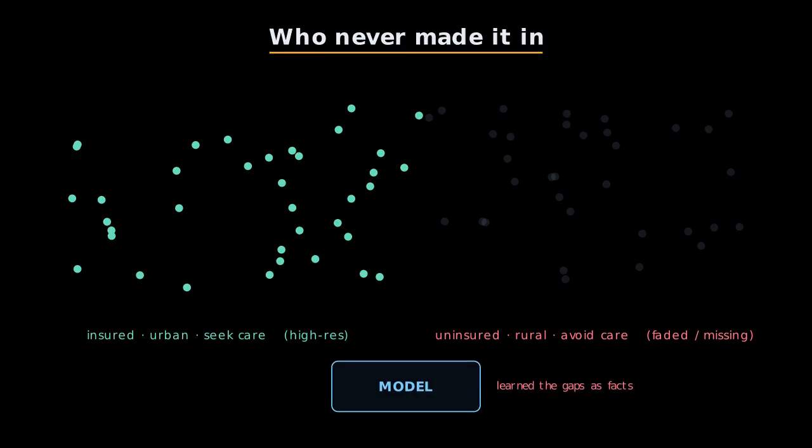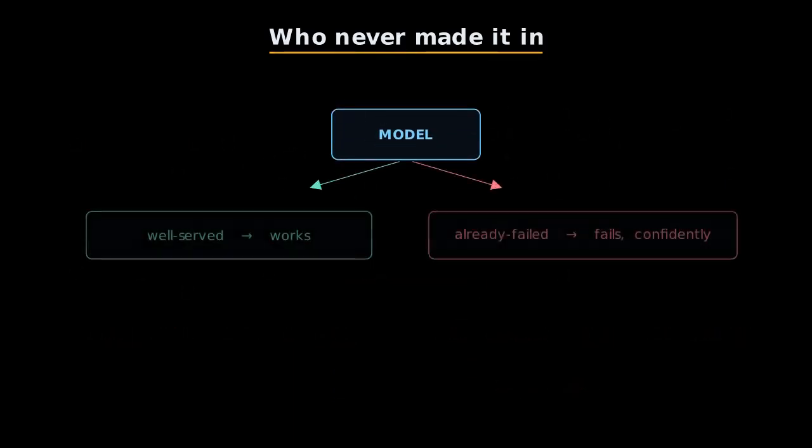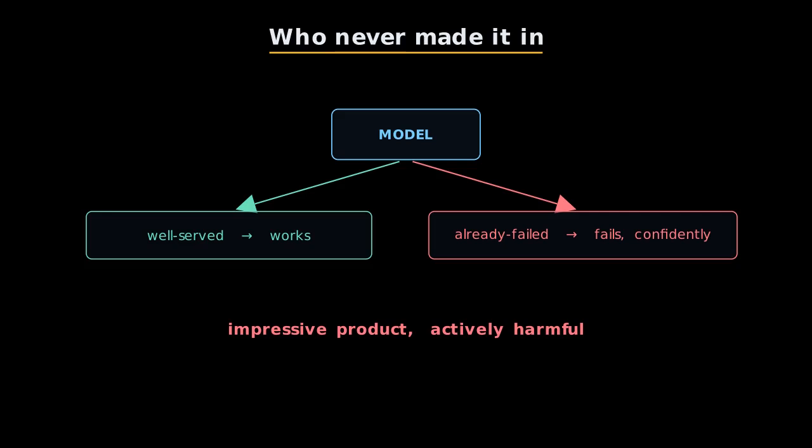Now train a model on that map, and it quietly learns the map's blind spots as if they were facts about the world. It works beautifully for the people already well served, and it fails confidently for exactly the people who were already being failed. That is how a technically impressive product becomes actively harmful. Once you see it, you see it everywhere.